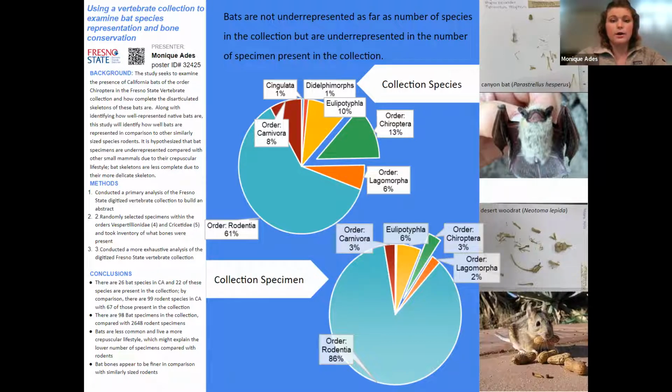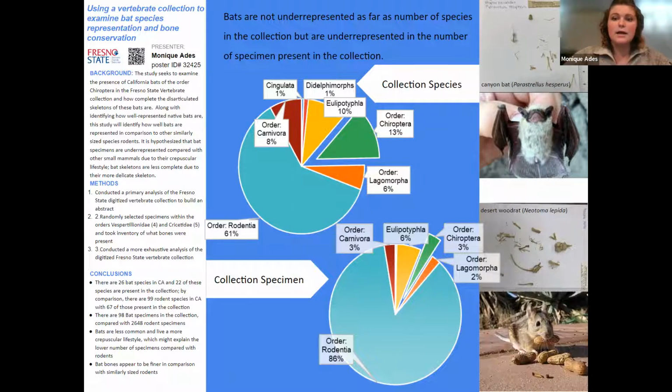But getting into our collection specimens, that's where we really see a drop in bats. We can see that 86% of our collection is made up of rodent skeletons, whereas only 3% of our collection is made up of bats. So we do see a significant drop in the percentage of bat specimens we have in our collection, which plays into my original hypothesis that they have a much different lifestyle, which leads to them not being found and not being as accessible for people to study.